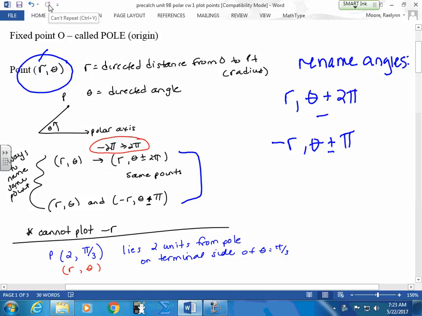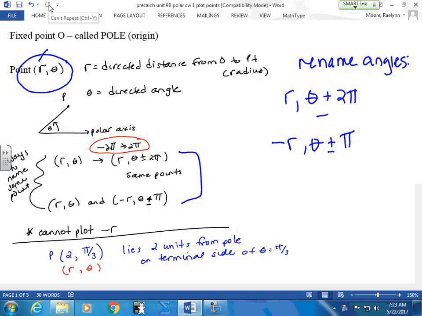But the negative, once we graph these things on here, you're going to see it comes through the pole. It's just the opposite side. And because we are a directed distance, we never really have a negative. So the point name is there, but the actual point is not.